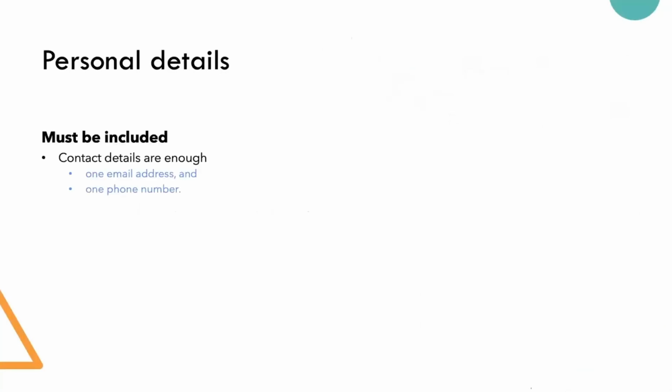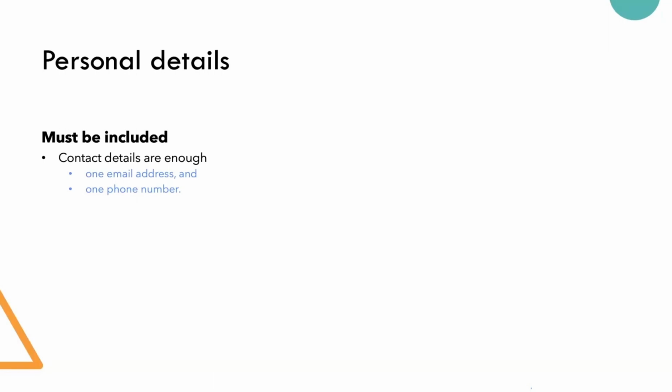So the next segment is personal details. In personal details, what to use? In our country or in Asian countries, I have seen a lot of CVs that include everything, like his NID number, driving license number, even whether he or she is married or not, what his or her religion is, everything.